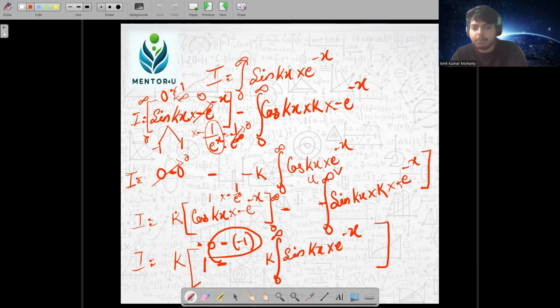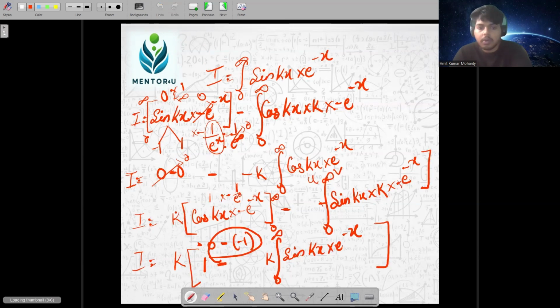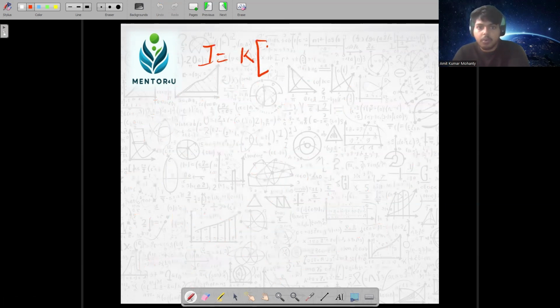Now, if I'm applying that same logic here, what can I see? Let's solve it a little bit. I'm going to the next page. So I equals to what? k into what value? 1 minus, this value will be how much? I. So 1 minus kI. Yes. So 1 minus kI.